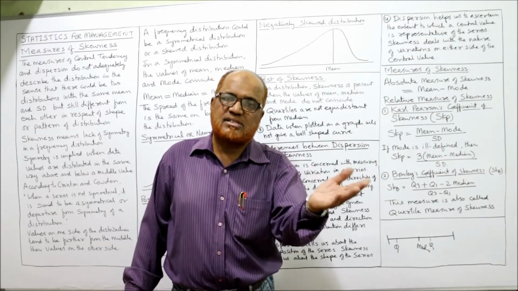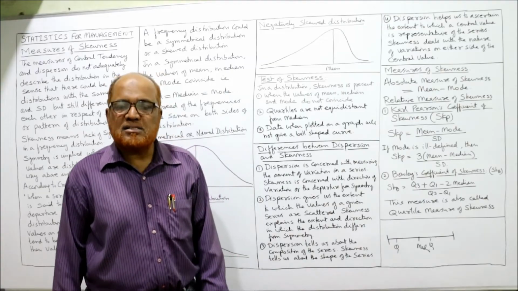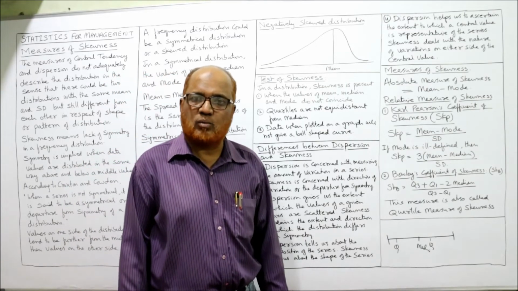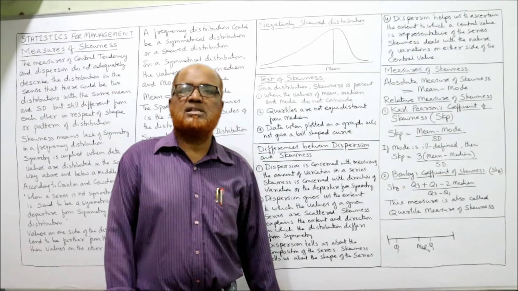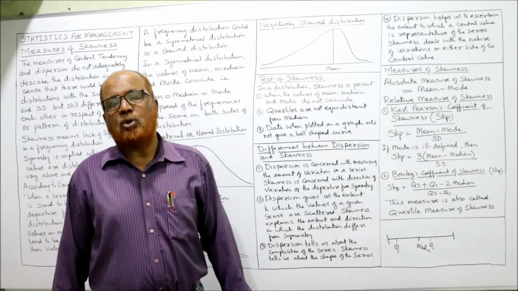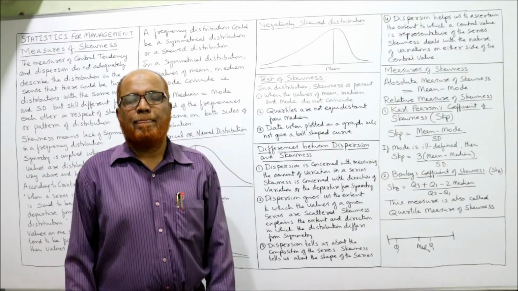Either side means left side as well as right side. That's it. So these are some of the differences between dispersion and skewness. Now the last and final topic of this theory of skewness is measures, how to calculate it. The two measures are absolute measure and relative measure.